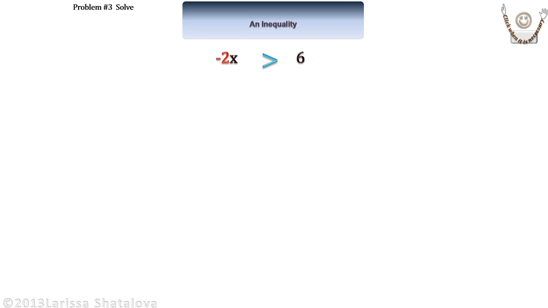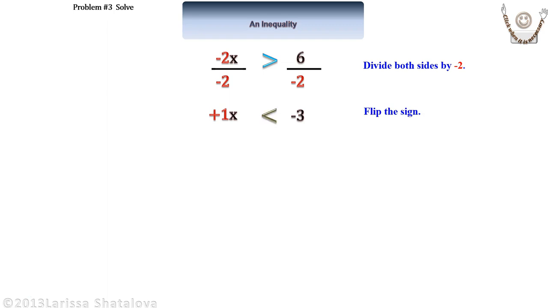Practically, if you have an inequality, you have to take the same actions as you would take to solve an equation. Here is an example: negative 2x greater than positive 6. In order to have one positive x, we have to divide both sides by negative 2. As a result, we will have on the left positive 1x, on the right 6 divided by negative 2 is negative 3. But this is an inequality, and if you have to divide or multiply an inequality by a negative number, you have to flip the sign. This is why we flip the sign, and the result is positive 1x is less than negative 3.